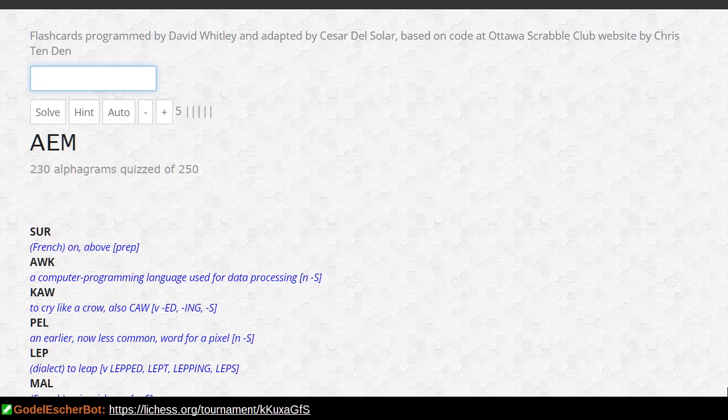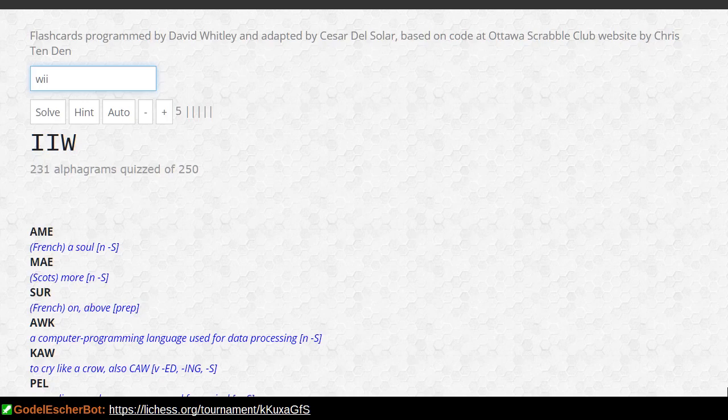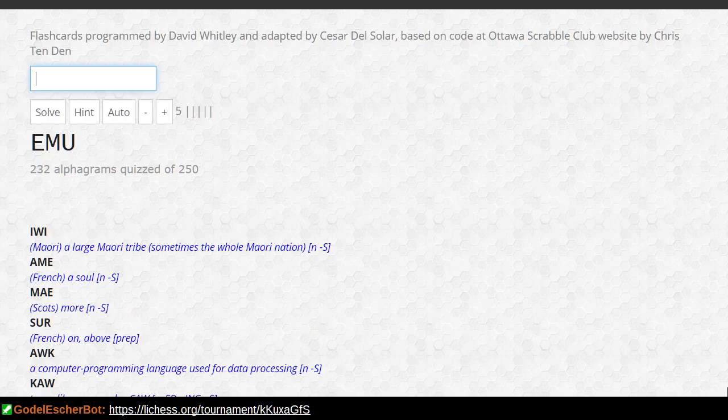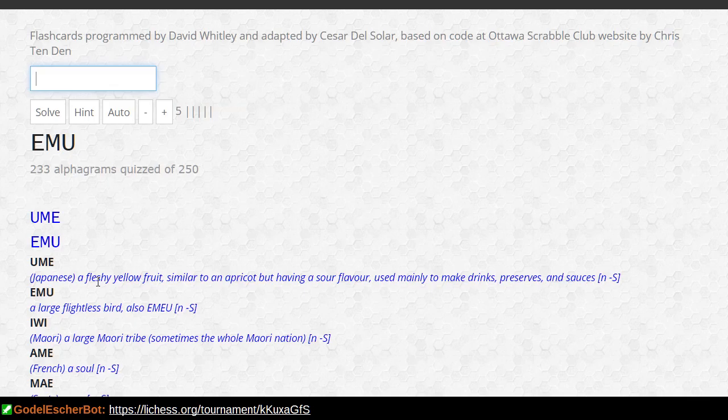Sir, honor above, may, sword for more, aim, soul, we. The game console. E. A large Maori tribe, sometimes the entire Maori nation. All right. Emu. The flightless bird. Mua? No. What could this be? Boom. Japanese. A fleshy yellow fruit similar to an apricot, but having a sour flavor.